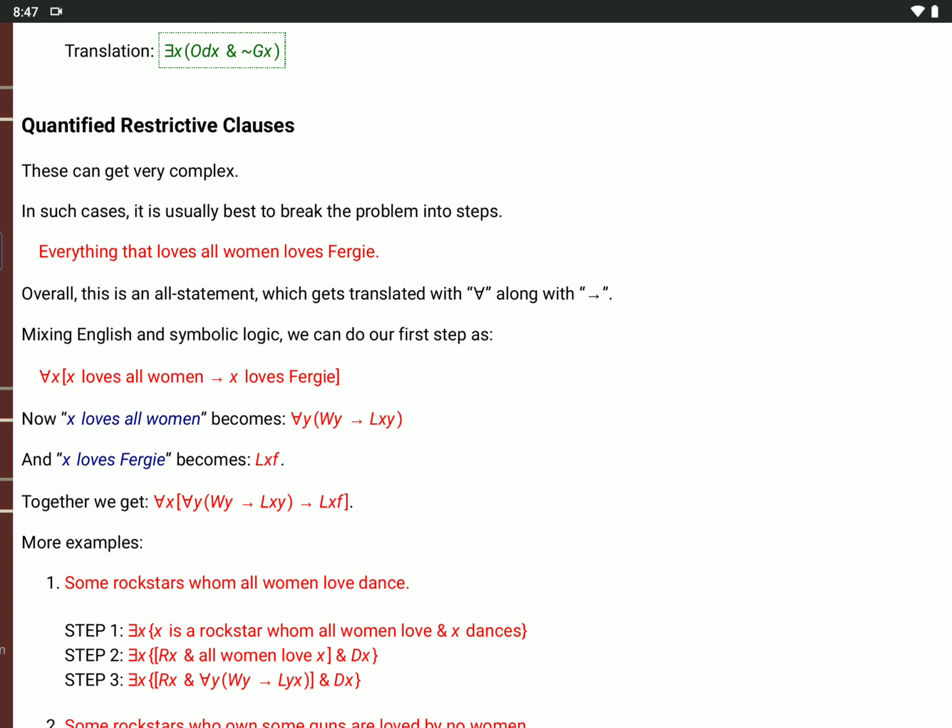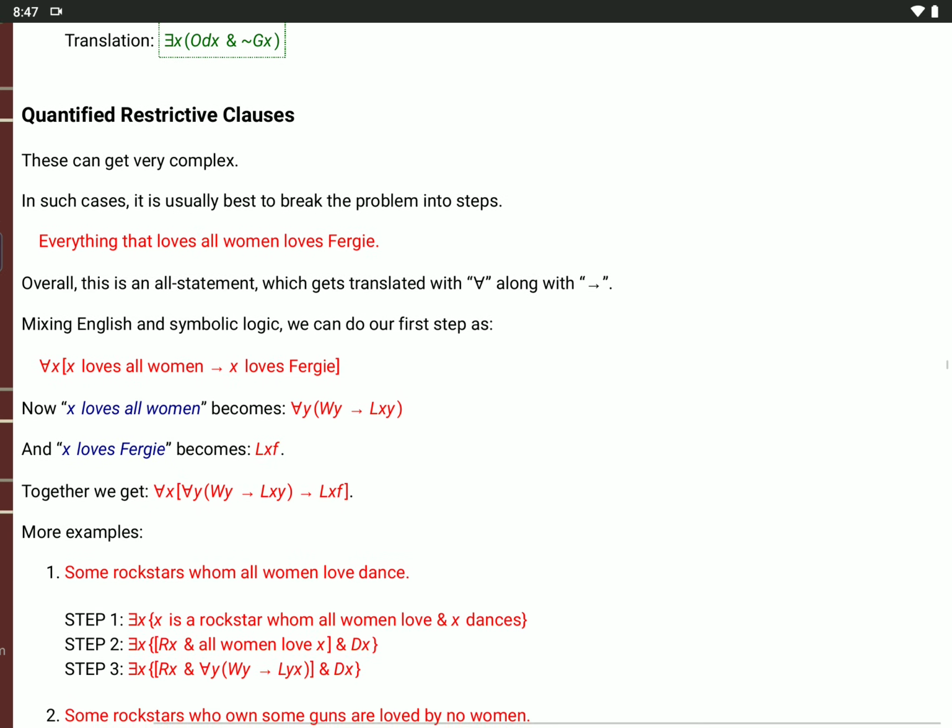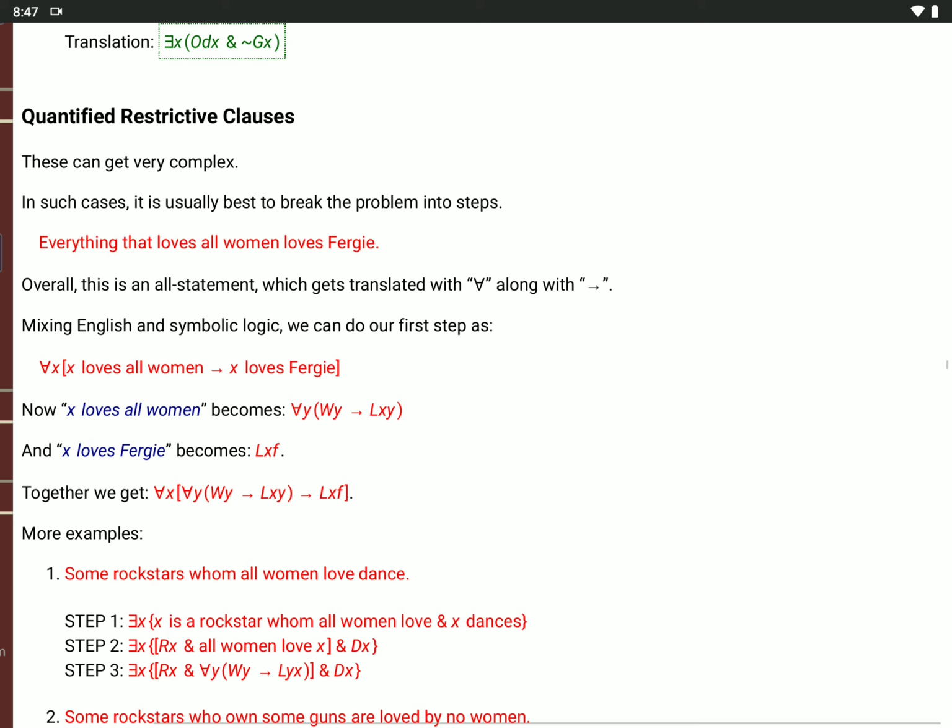Then I'm going to fill in the parts using some mix of English and logic to break it down into stages. So I'm going to do it in parts. The first stage, I'm just going to write half in logic, half in English. For all x, if x loves all women, arrow x loves Fergie, where the "x loves all women" part and the "x loves Fergie" part are still in English. And then when you translate that part of it, x loves all women, or x loves Fergie, you can just concentrate on that part.